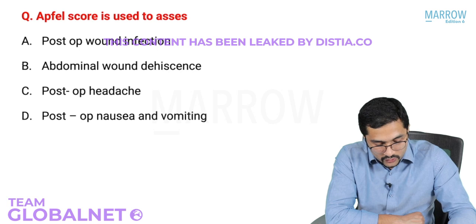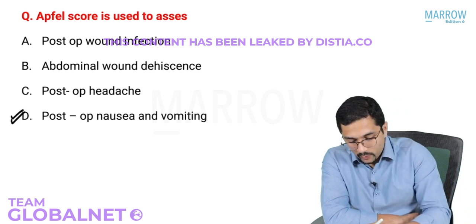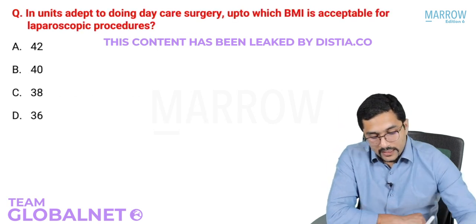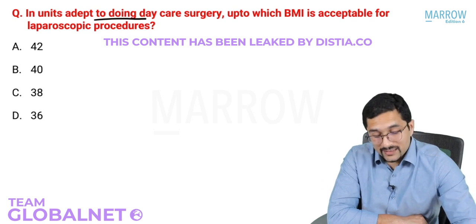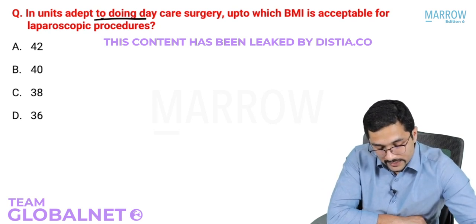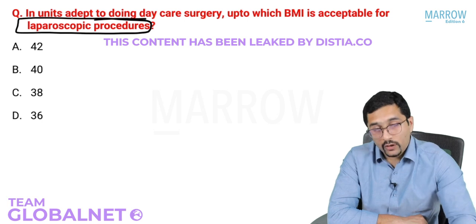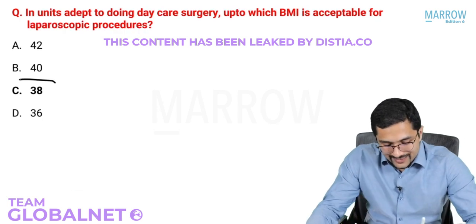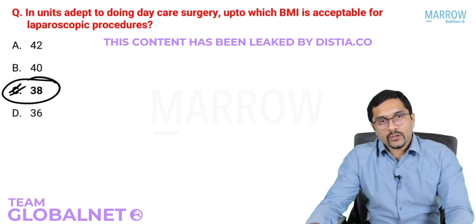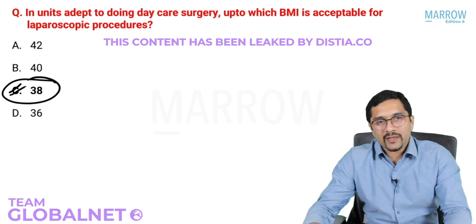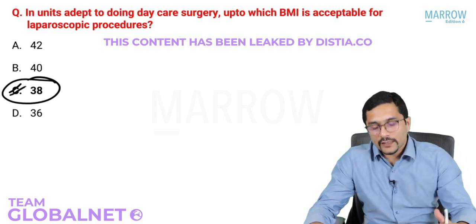APFL score, I told you, is for post-operative nausea and vomiting. This we've discussed. In units adept at doing daycare surgery, what body mass index is acceptable for laparoscopic procedures? So 38 is the BMI till which we can do laparoscopic procedures, and 40 is the BMI for surface procedures.